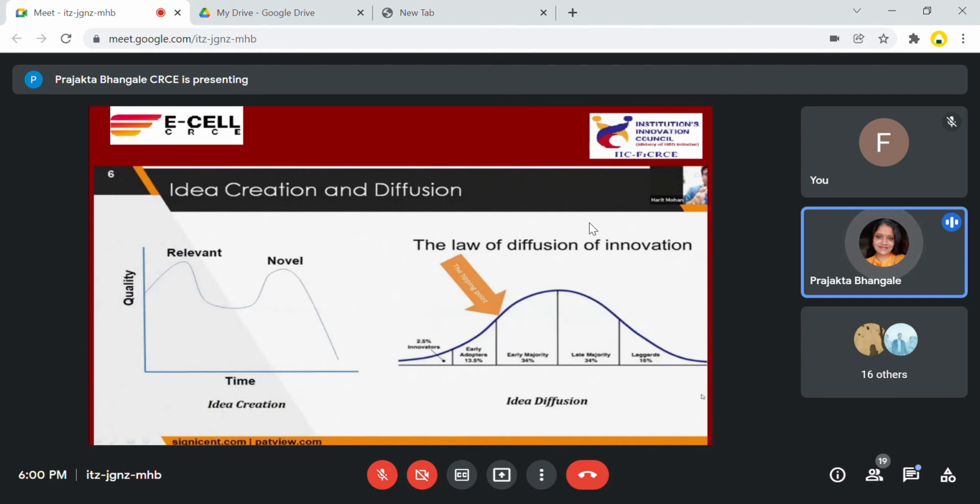So you can see in this particular diagram, you are thinking about different ideas.